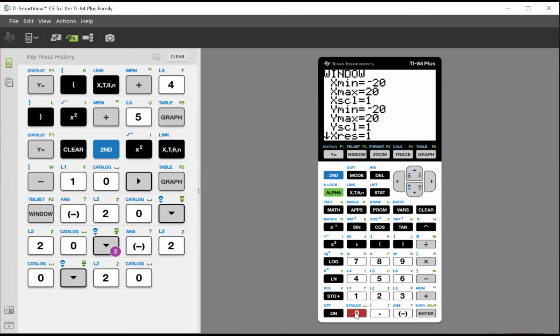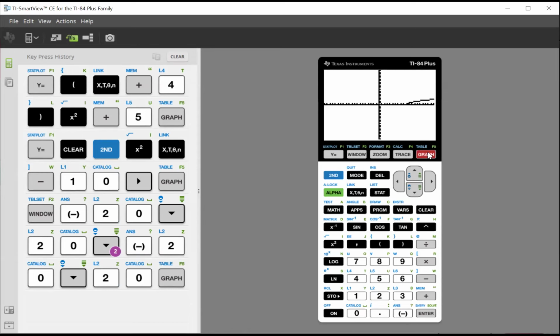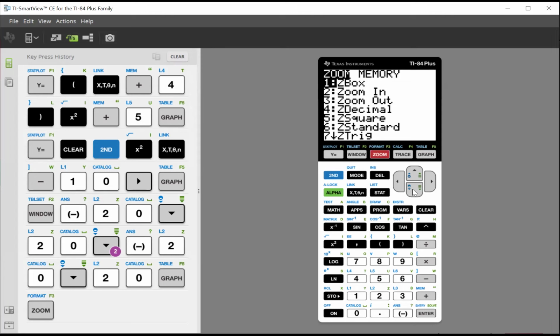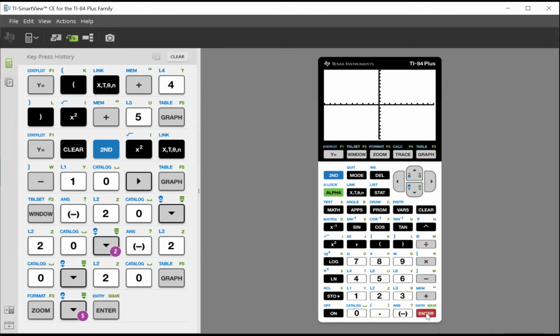Now that I got my window to match their graph, I'm going to hit my graph. And there you can see it sort of goes to the right and starts its little curve. Now, if I want to set it back to a 10 by 10, I'll just hit zoom and go down to number 6, standard. And that'll put it back on a 10 by 10 graph. But since mine moved right 10, you're not seeing it on this. That's why I had to adjust my window, okay?